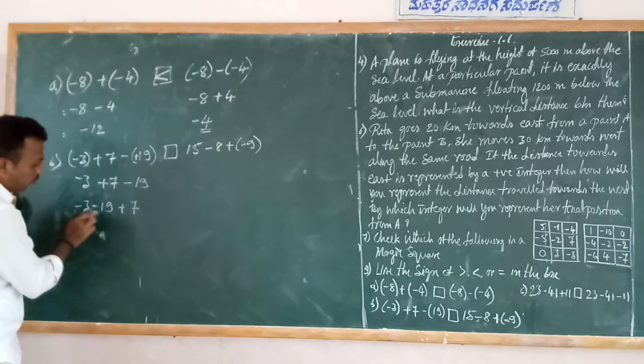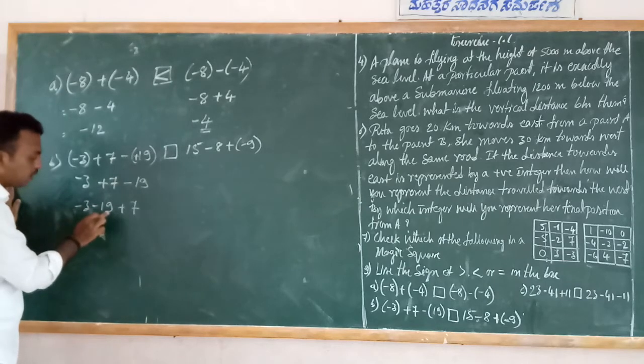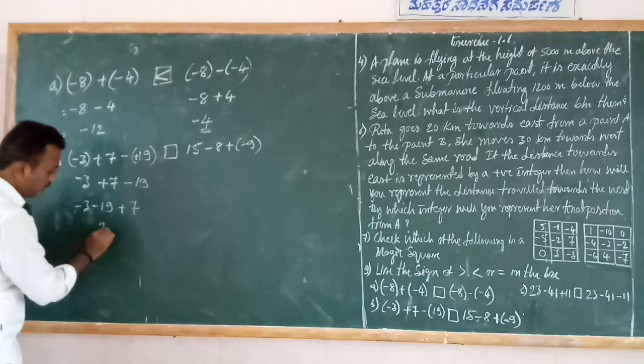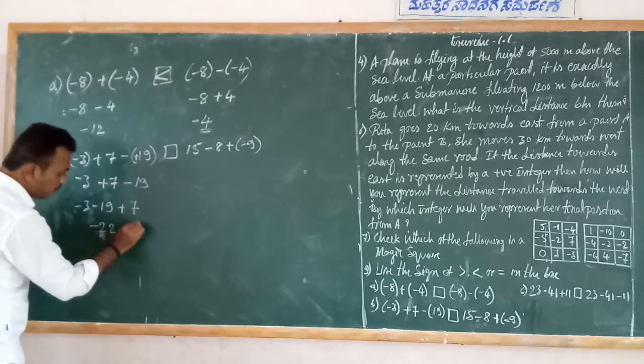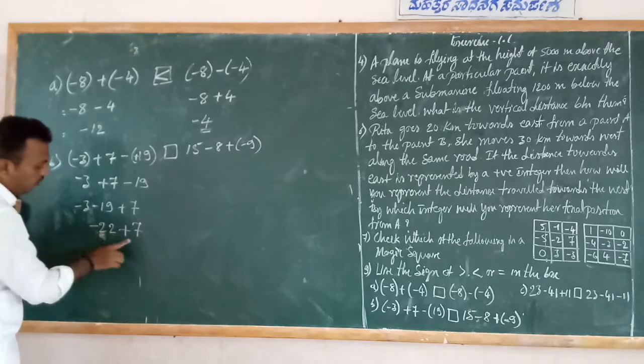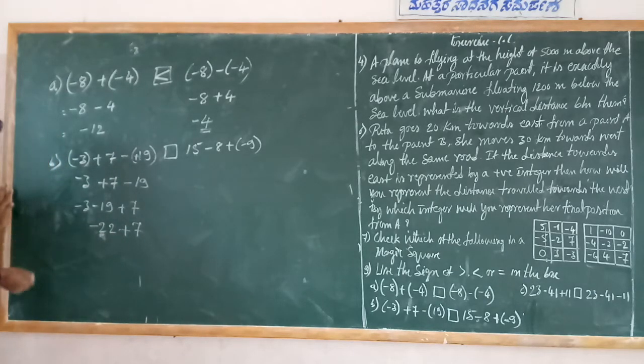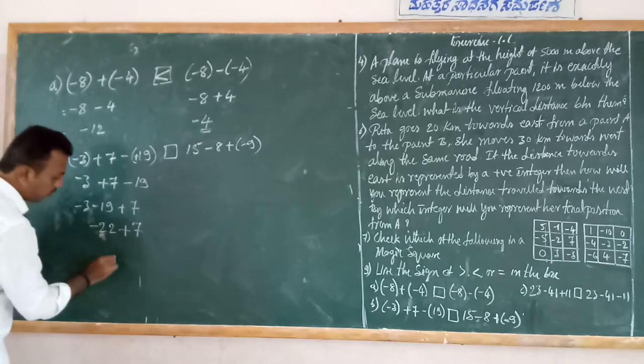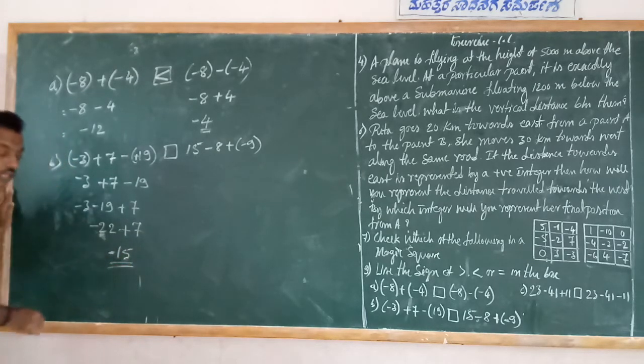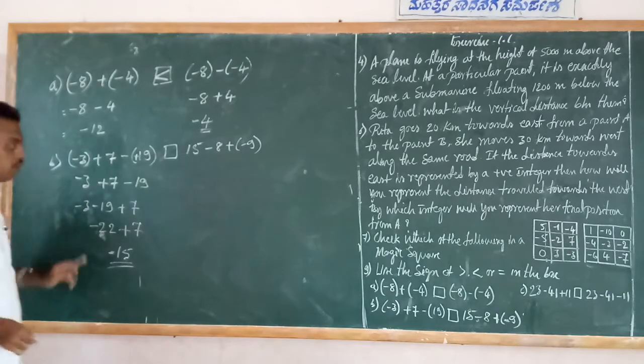Here both are the same sign, so we have to do addition. 19 plus 3, 22. So minus 22, and this is plus 7. Different signs, so we have to do subtraction again. 22 minus 7 becomes 15. The sign is negative because of the greater number's sign.